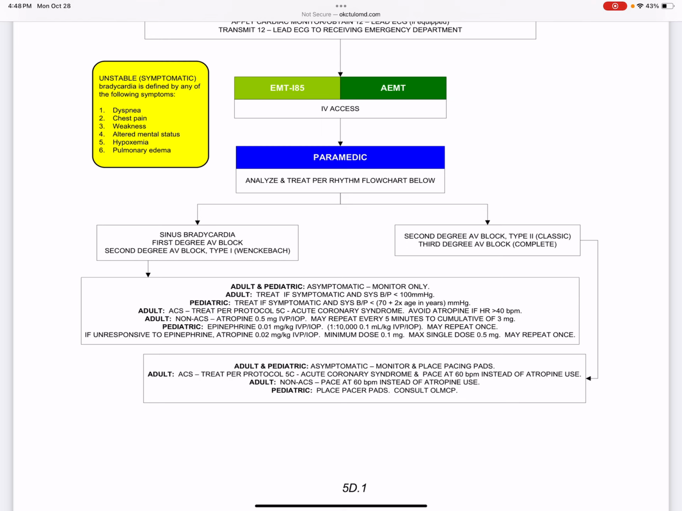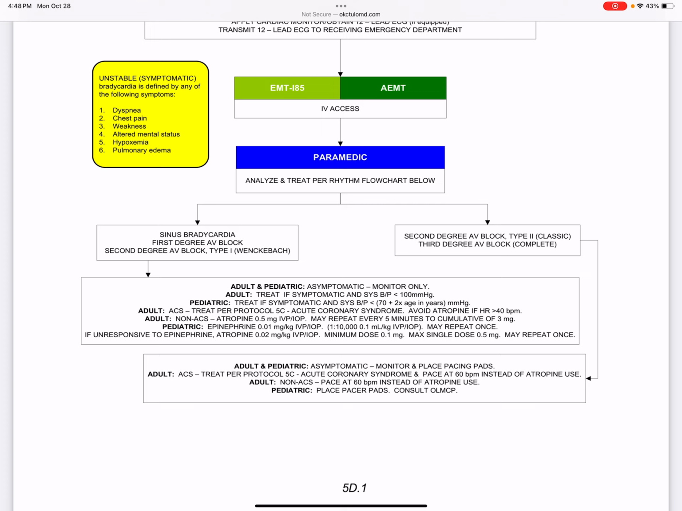So for a first degree AV block, your P wave is just going to have a little bit of a space between the complex, the QRS complex. But if you look at the next one, it's going to be in the exact same spot. It doesn't get longer, it doesn't get shorter, it stays in that same spot. It's just a little delayed before that QRS complex pops up.